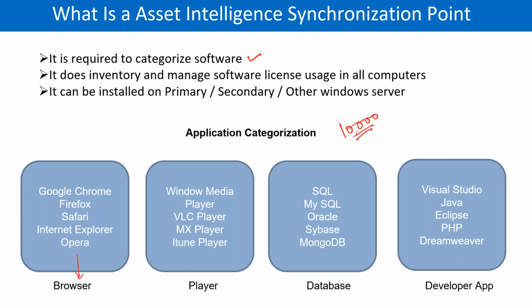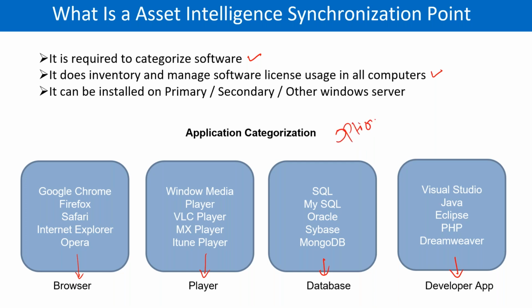That role is going to create a big category and then subcategories, and then categorize software like this: player category, database category, developer category. Understood? Plus it does the inventory and manages software licenses as well. Suppose you have to find out the license consumption, you can utilize this asset intelligence. Not a great feature, but you can use that. Is it mandatory as well? No, it's optional.